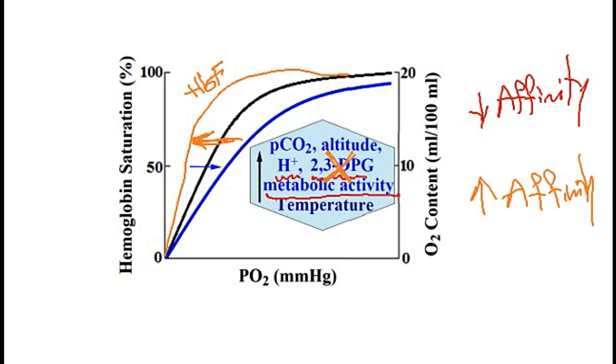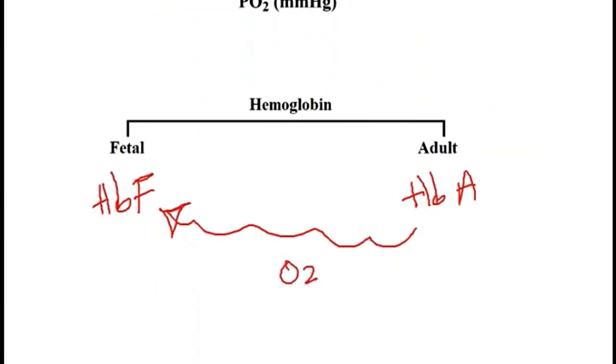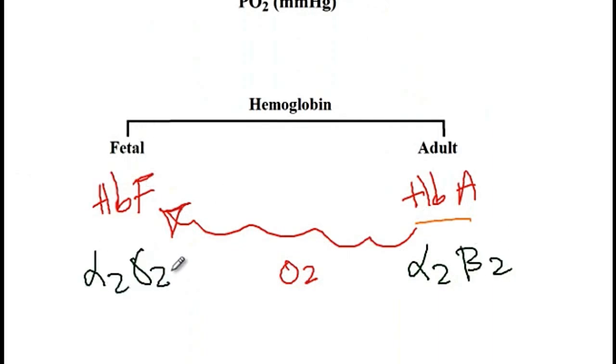And that is the reason that the fetal hemoglobin can pick up oxygen from the maternal blood. And then once again, to remind you, adult blood is alpha 2 beta 2, while fetal blood is alpha 2 gamma 2. So the thalassemia and the sickle cell disorders that we are discussing with you are affecting the alpha and beta chain. So the thalassemia is either affecting alpha or beta, while sickle cell is affecting the beta chain.